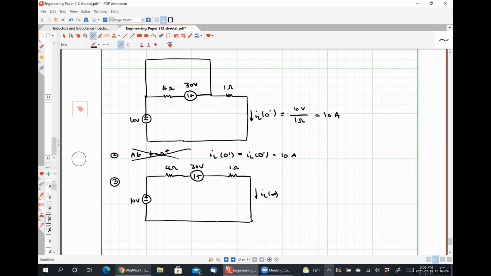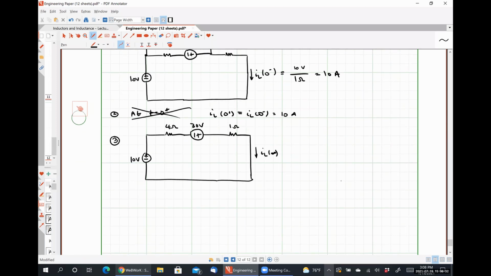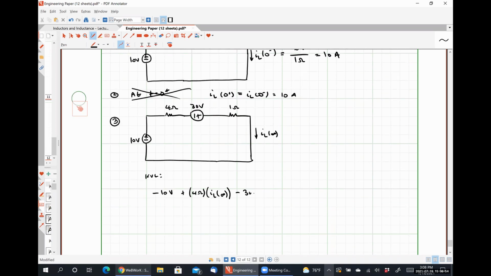Like KVL? Okay, KVL seems reasonable here. So we would have negative 10 volts plus 4 ohms times IL at infinity, because that's the only current flowing in our circuit, minus 30 volts plus 1 ohm times IL at infinity is equal to 0.